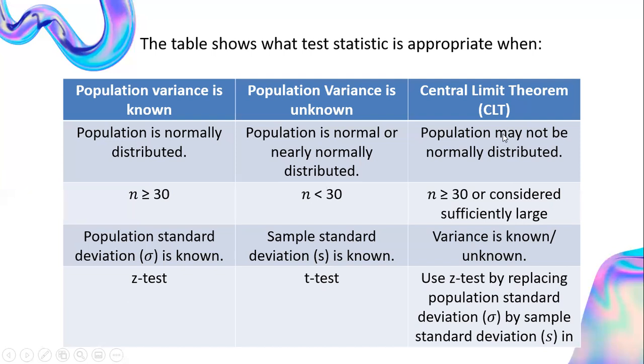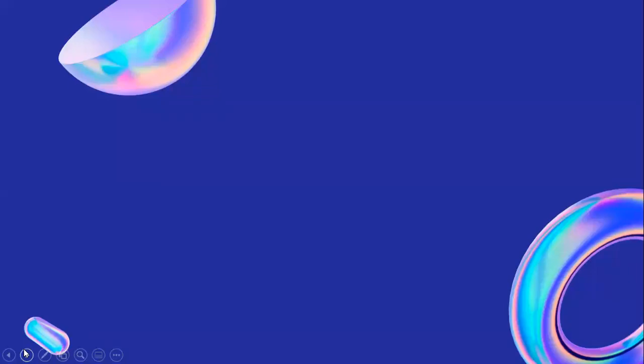And lastly, if your population may not be normally distributed and your n is greater than or equal to 30, and the variance is known or maybe not known, then we will be using the z-test. The t-test is applicable only if your n is less than 30 and the standard deviation given is from the sample.